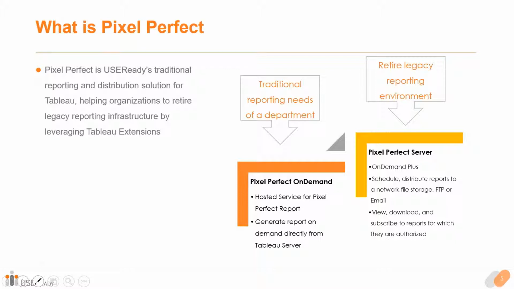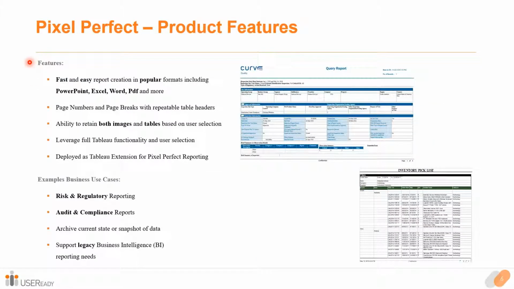In terms of features, Pixel Perfect allows you to have fast and easy report creation in popular formats, including PowerPoint, Excel, Word, PDF, and more. You may have page breaks, headers, footers. You would be able to do a mashup of both images and the underlying data based on user selection. At the same time, you're able to retain the full Tableau functionality along with user selection. And the solution or the application can be deployed as a Tableau extension.